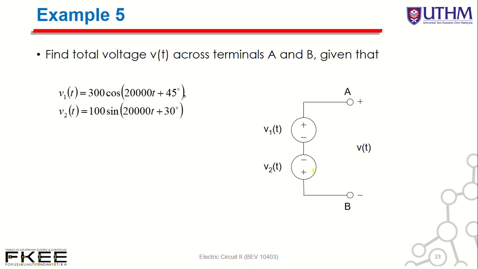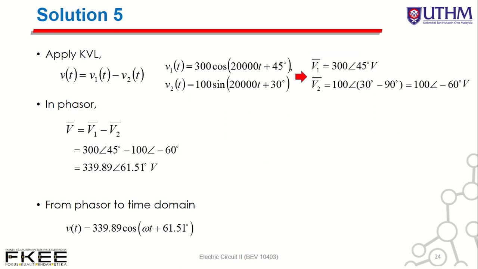Okay. Okay, next example. Let's say you have a voltage A and B. Okay, V1 and V2. Let's say Vt equal to, okay, solve KVL, simple KVL. So Vt equal to V1 minus V2. Then you convert from time domain to phasor domain. Okay, time domain to phasor. V2 you convert to phasor, and then in phasor you can solve this equation. Okay, V equal to V1 minus V2. Okay, tekan calculator, you dapat ni in phasor form.